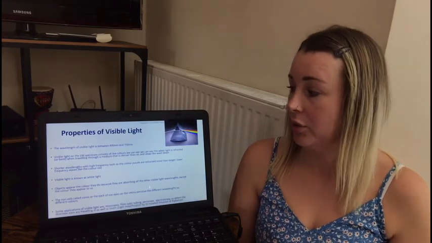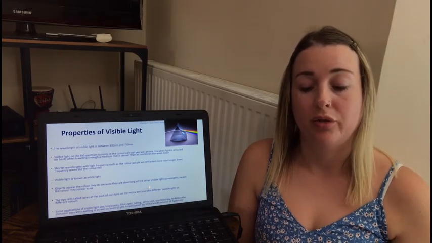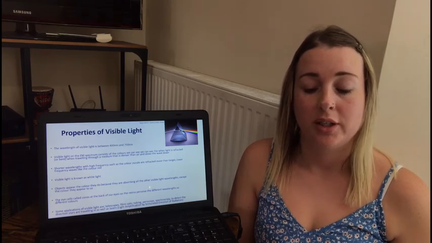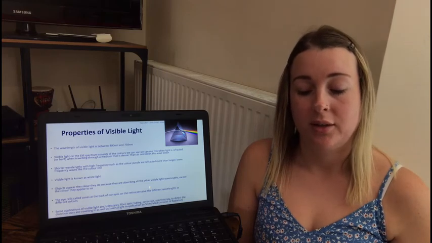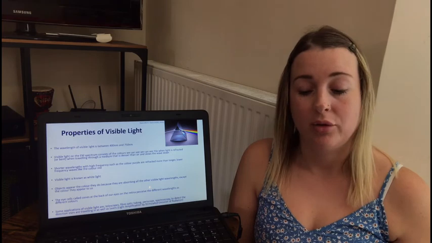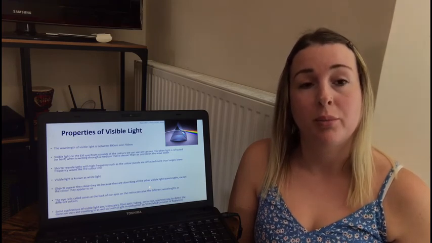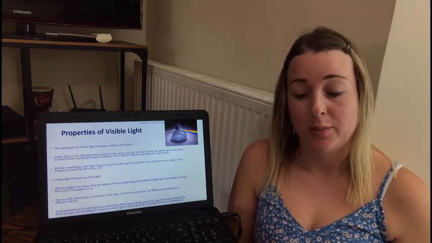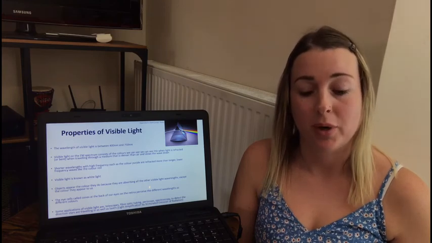The properties of visible light. The wavelength of visible light is between 400 nanometers and 750 nanometers. Visible light on the electromagnetic spectrum consists of the colours we can see, and we can see this when light is refracted or bent when travelling through a medium that is denser than air and slows down the wave. For example, in raindrops, the different wavelengths of each colour are split and are reflected by the water, which we then see as a rainbow.